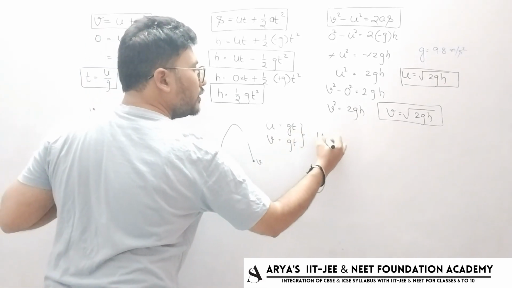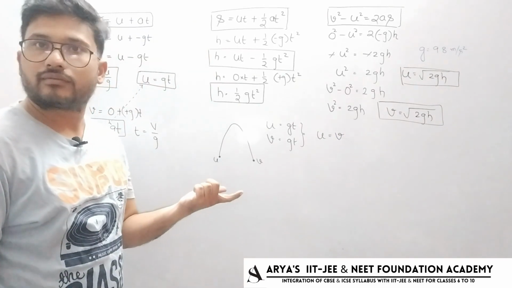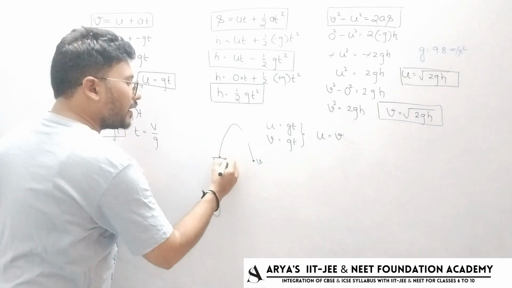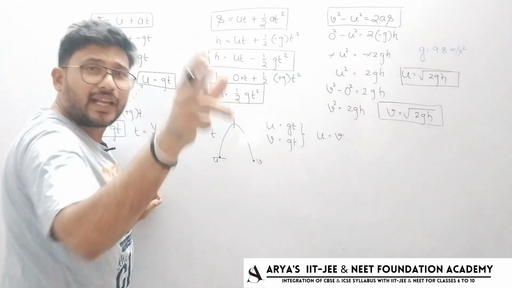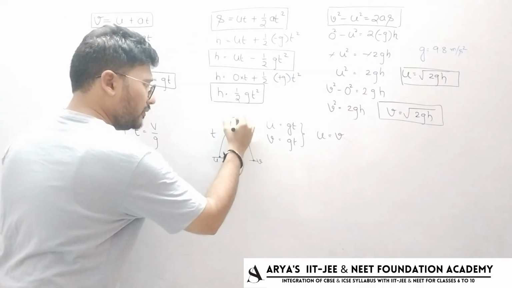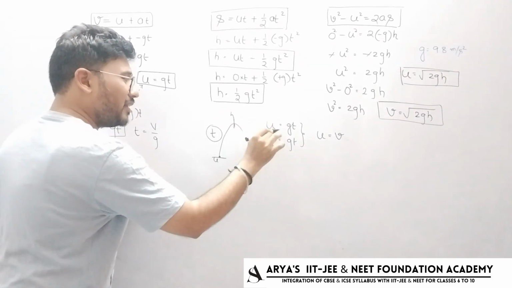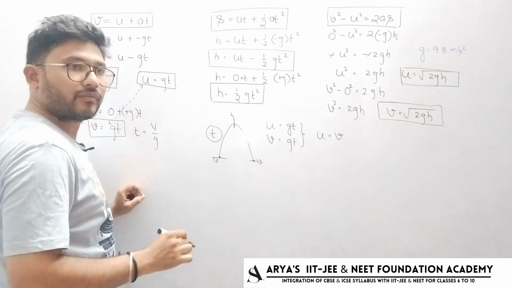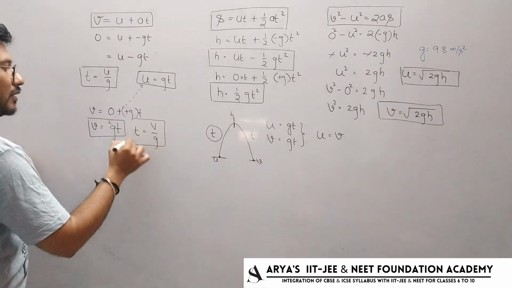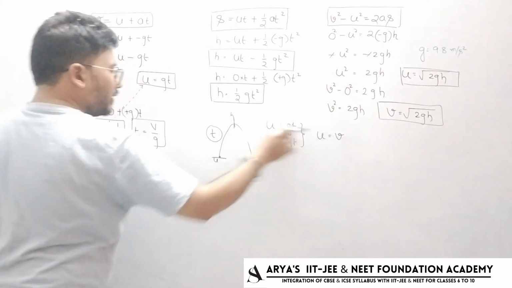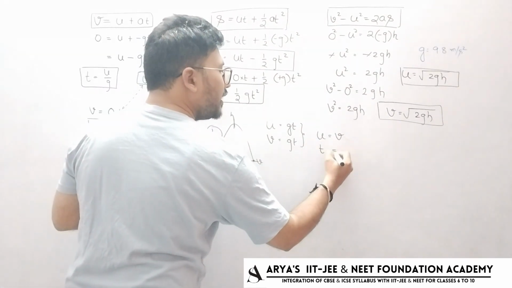From this what we can conclude? U is equal to V. You can conclude. And I'll tell you, from ground to this height, how much time it will take? Same time it will take to reach the ground from the height. You see, what is T value here? U by G. What is T value here? V by G. U is equal to V, na? So U by G, V by G both are same, na? So from this what we can tell? T is equal to T.